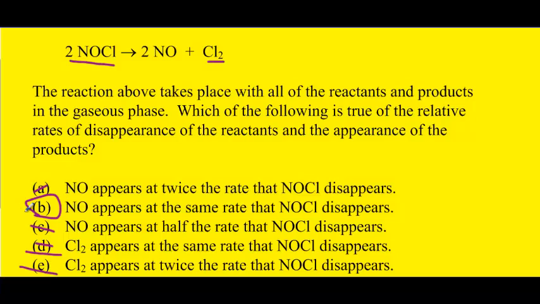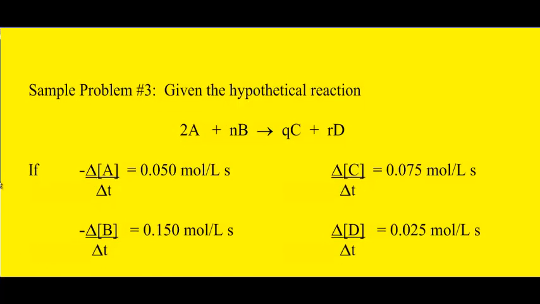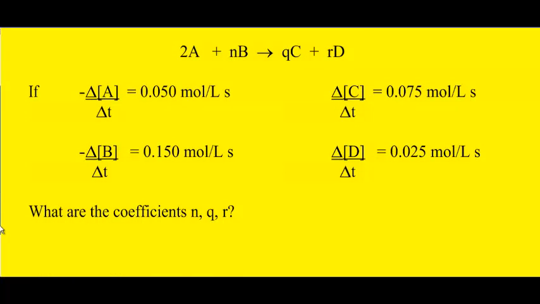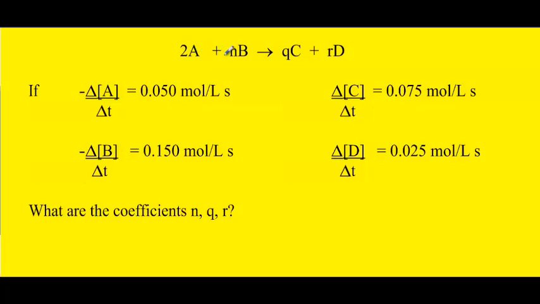For the next one, I'm just going to put it on the screen, and I'd like you to try it. It's a little bit more complicated, but I'm sure you can do it this morning. So here is the next problem. Sample problem 3. It's a hypothetical reaction. We have 2A plus NB goes to make QC plus RD, and I give you their rates. This is the rate of A, the rate of B, the rate of C, the rate of D. And I want you to work backwards this time and use the rates to get the coefficients N, Q, and R. You'll need to pause it here because I'm going to move forward.